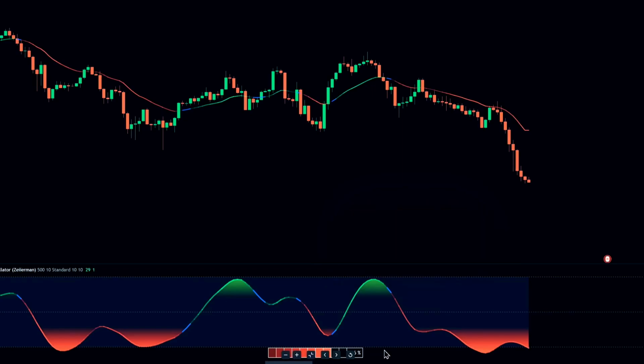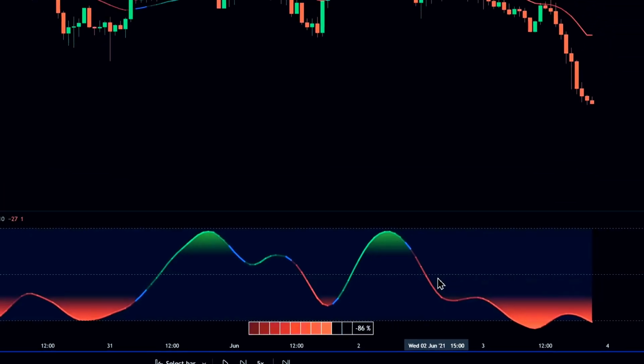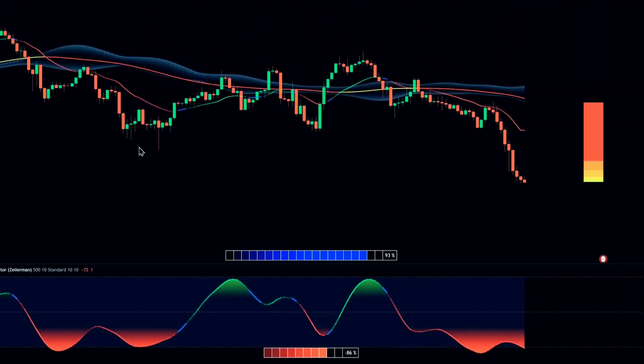The oscillator also has a trend strength gauge, which displays a percentage indicating how strong the trend is, red for bearish trends and green for bullish ones. Higher percentages suggest stronger trends, and we typically aim for 80% or higher for trade entries.